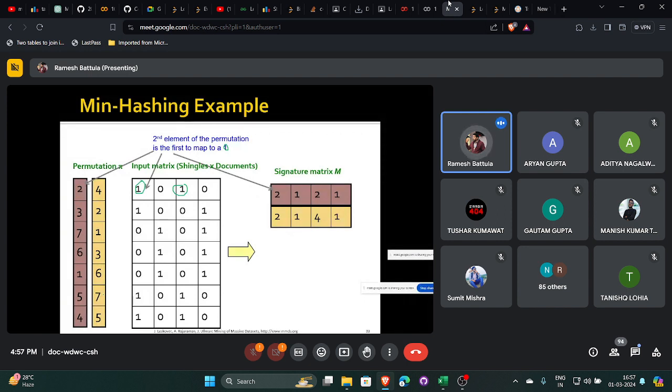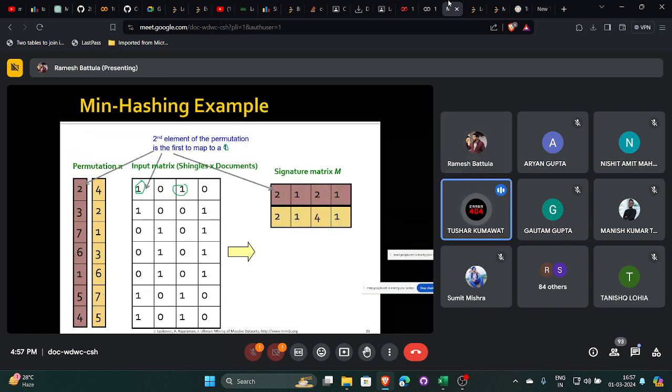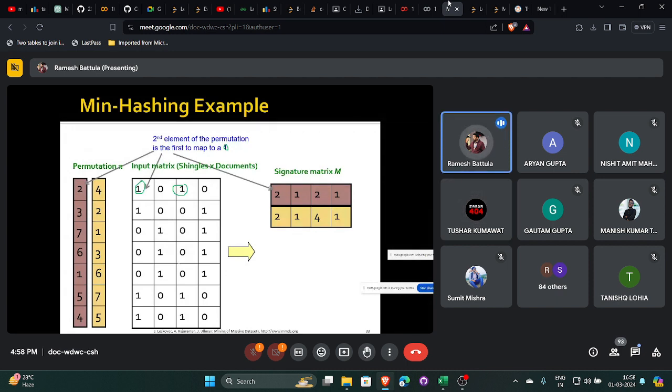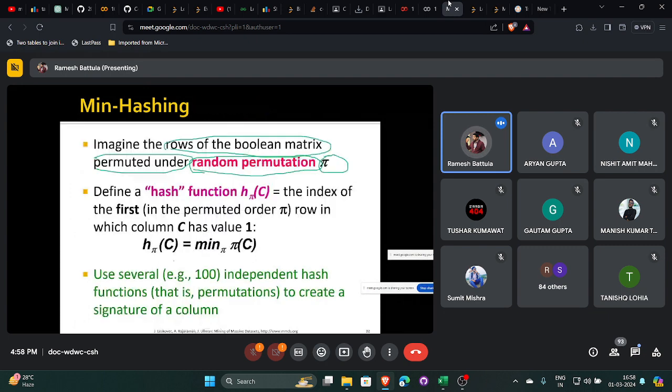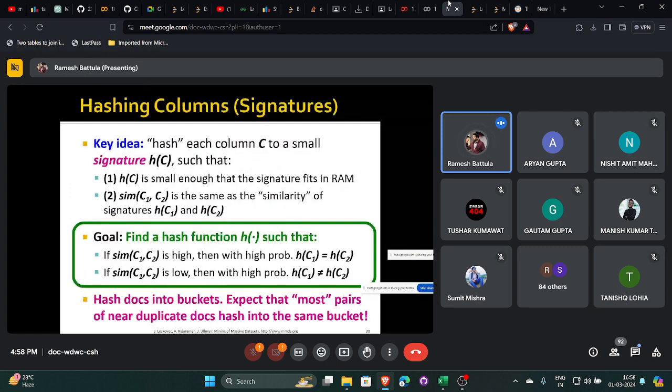Do you understand now? The random permutation we are performing is on the shingle values only. Yes, sir. But sir, how is the permutation related to the signature? Permutation is going to lead to the signature. That you need to observe over here.